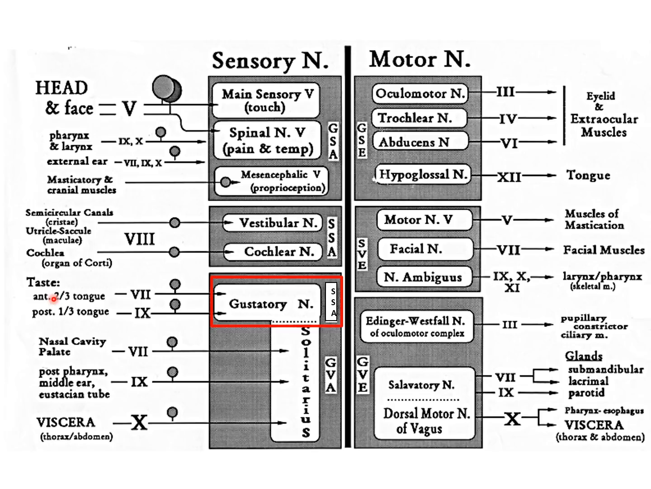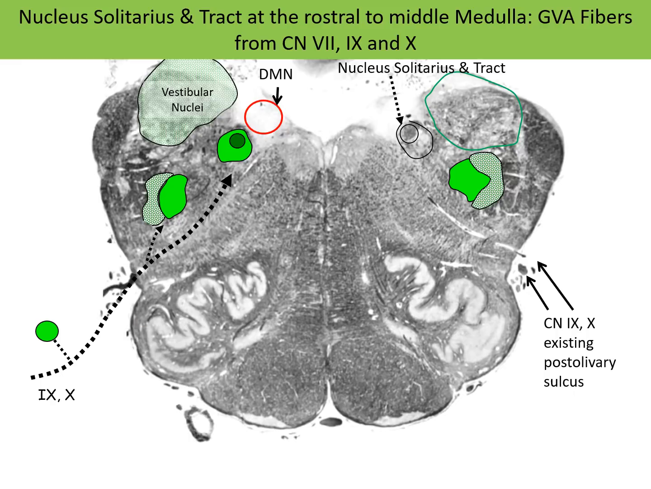There are different types of taste information coming from portions of cranial nerve 7 and from one portion of the tongue, and from the more posterior portion coming into cranial nerve 9. We can see that solitary nucleus right up here, right next to the dorsal motor nucleus of the vagus, and the solitary nucleus and tract are just lateral to it. So damage here would affect the ability to taste.